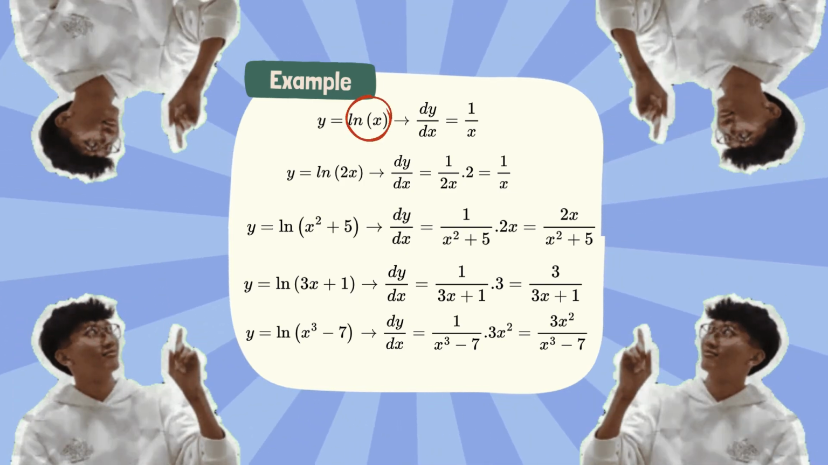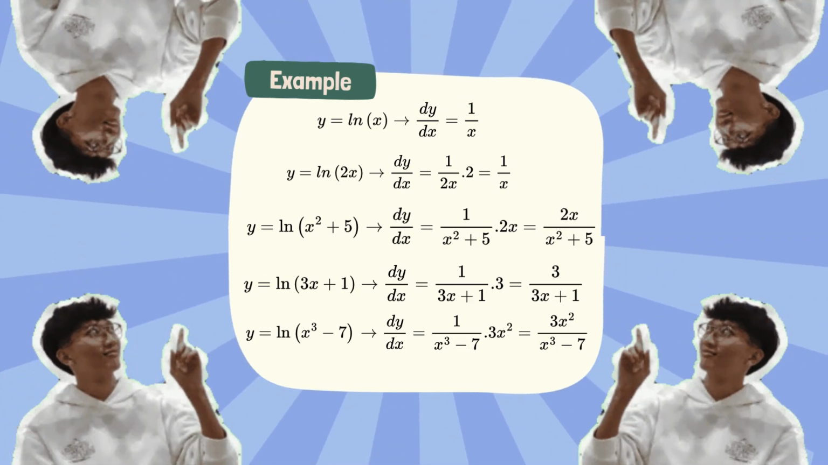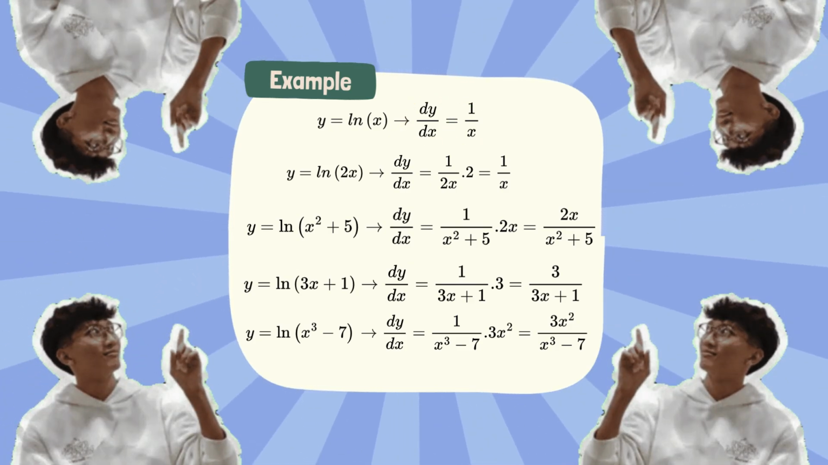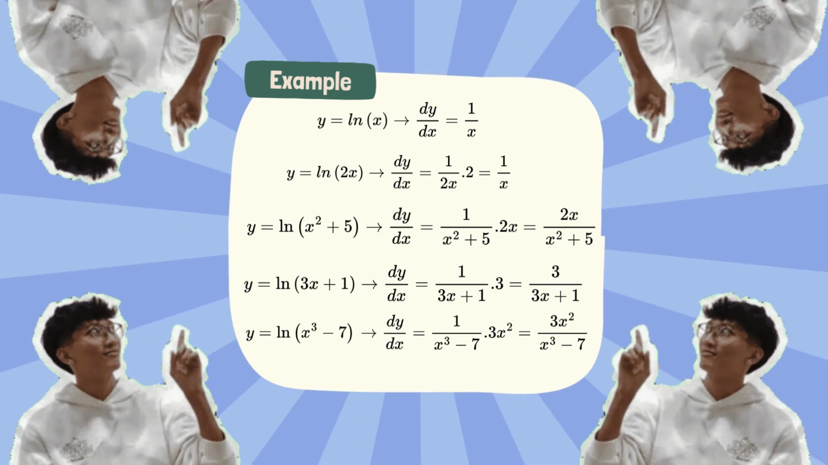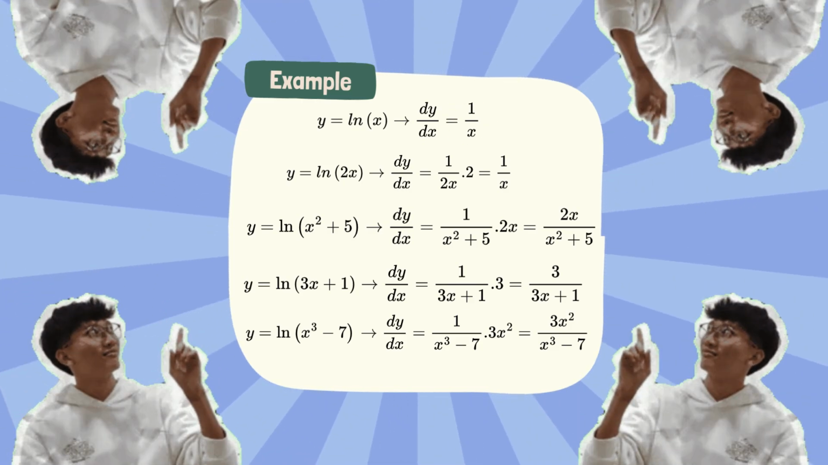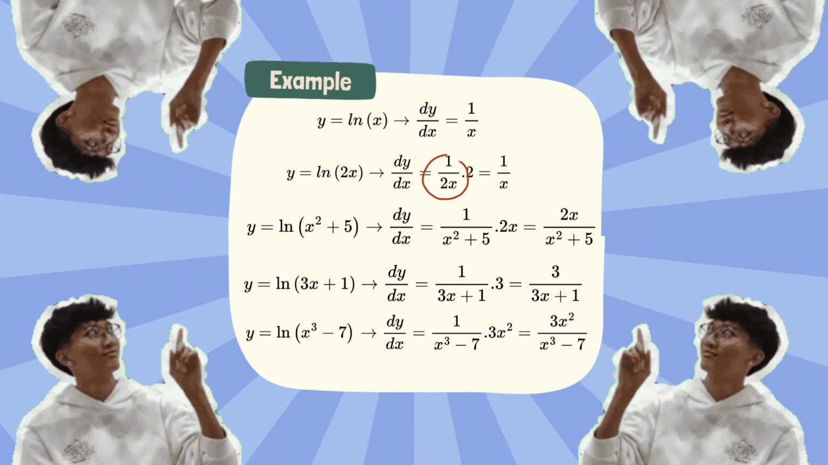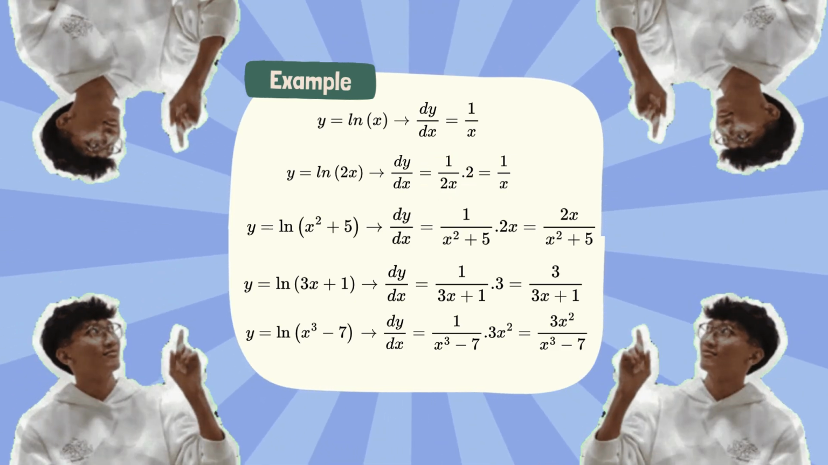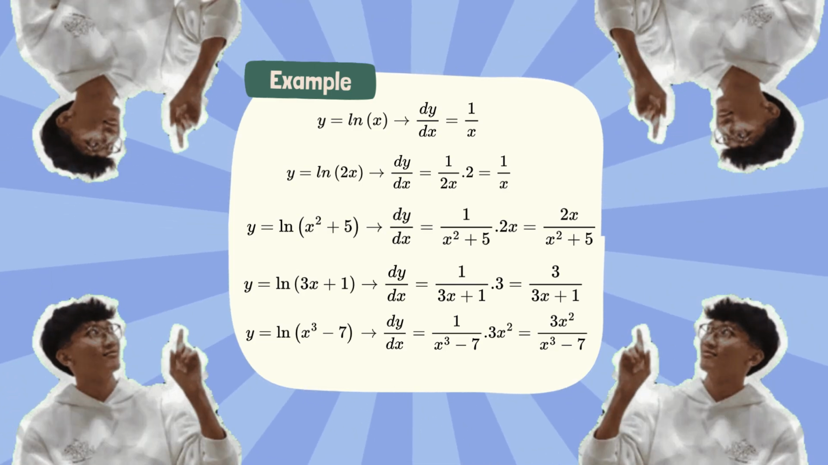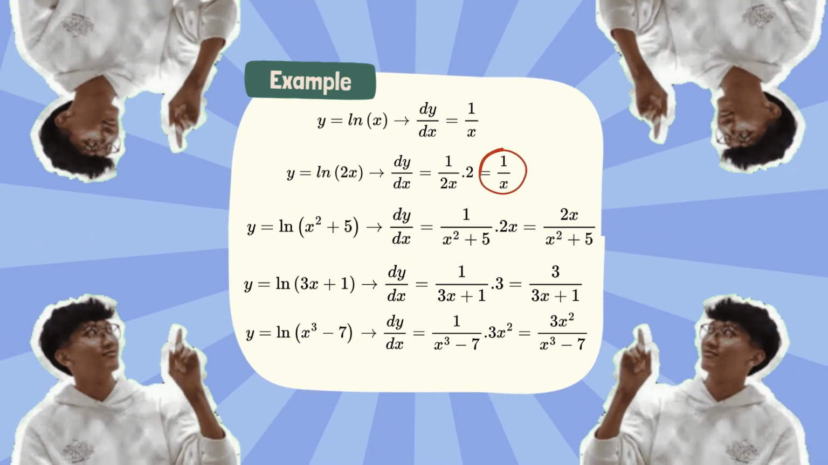When we differentiate ln x, you will get 1 over x. Then differentiate x, you will get 1 and multiply it with 1 over x. The answer is 1 over x. The second one, ln 2x, it will become 1 over 2x. Then differentiate 2x, you will get 2 and multiply it with 1 over 2x. The answer is 1 over x.